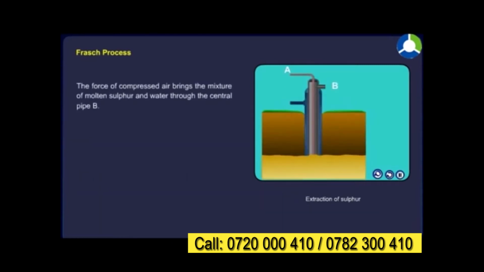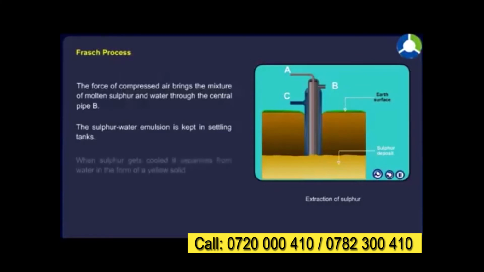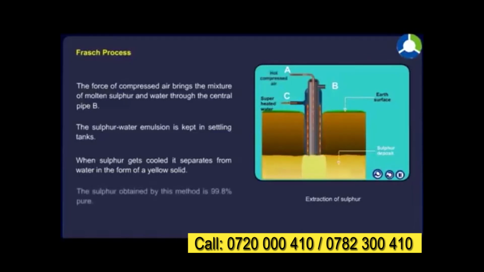The force of the compressed air brings the mixture of molten sulfur and water up through the center pipe B. The sulfur-water emulsion is kept in settling tanks. When sulfur gets cooled, it separates from water in the form of a yellow solid. The sulfur obtained by this method is 99.8% pure.